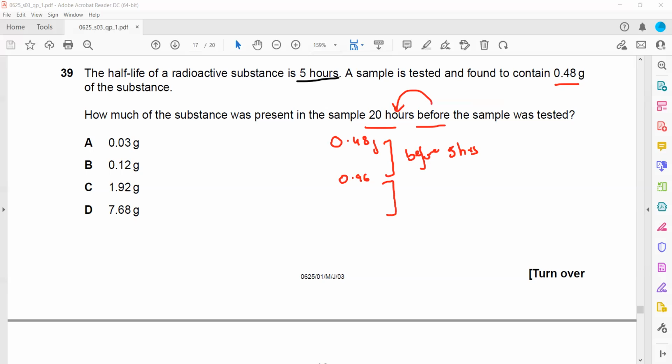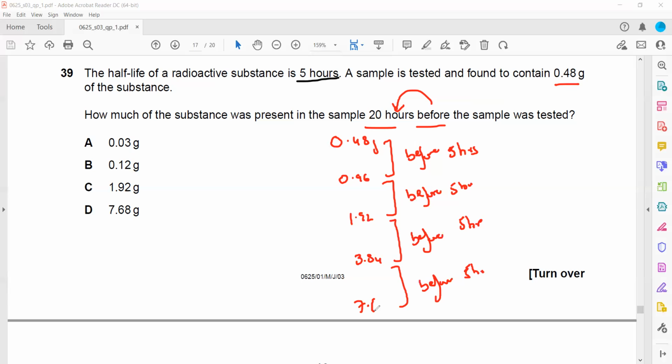Then before a further 5 hours, it will be double of 0.96. So 0.96 times 2, that is equal to 1.92. Then before a further 5 hours, 1.92 times 2, that is equal to 3.84. And before a further 5 hours, 3.84 times 2, which is equal to 7.68.